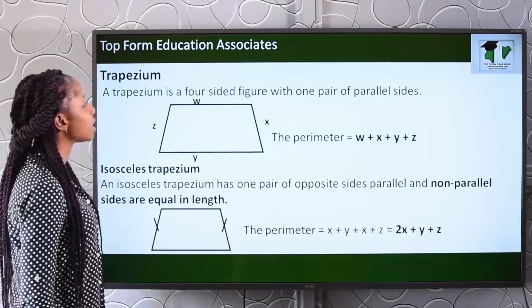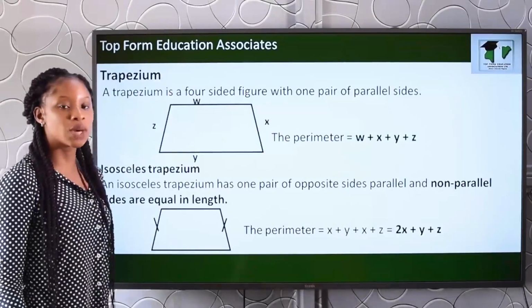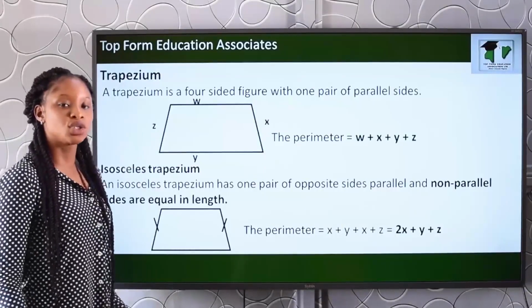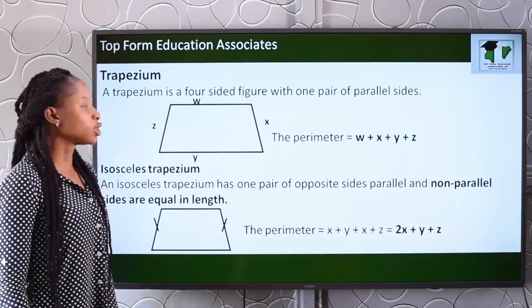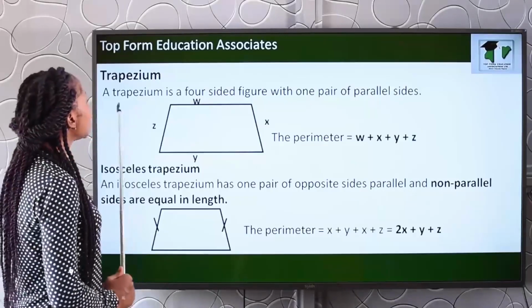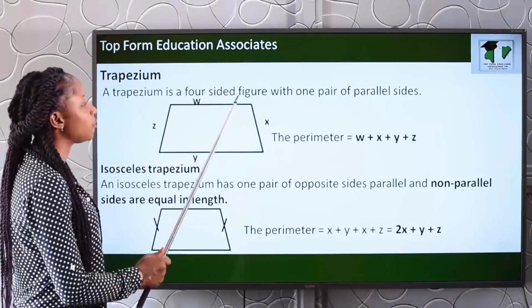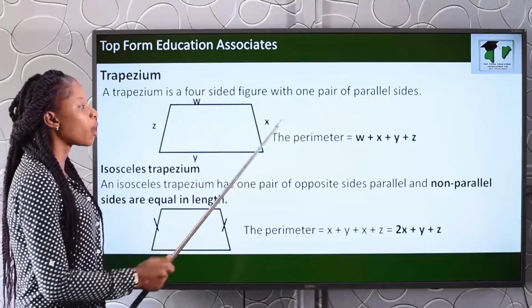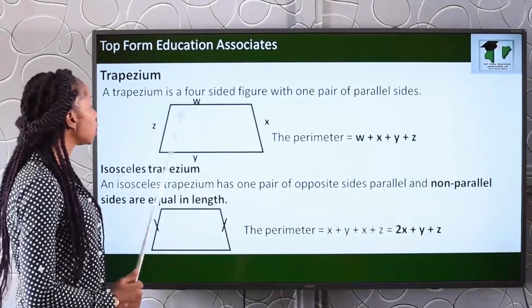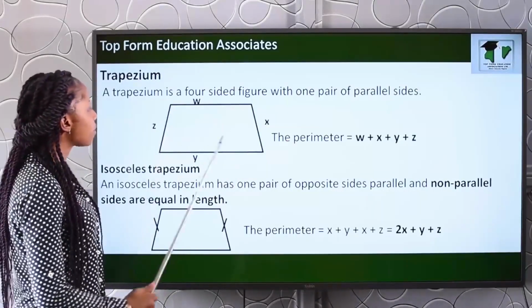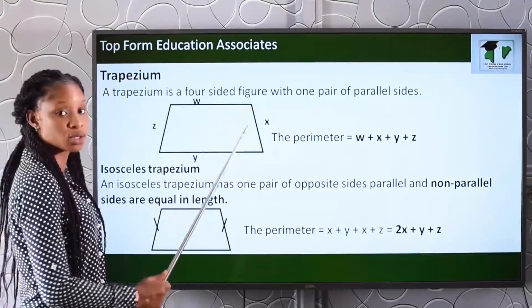Now let's look at the trapezium. Okay, we've seen the rectangle, we've seen the triangle. Now let's look at the trapezium. A trapezium is a four-sided figure with a pair of parallel sides. Okay, look at this diagram here. This is the shape of a trapezium.